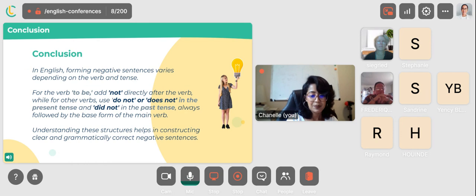So, conclusion. In English, forming negative sentences varies depending on the verb and the tense. For the verb to be, add not directly after the verb, while for other verbs, use do not or does not in the present tense and did not in the past tense, always followed by the base form of the main verb. Understanding these structures helps in constructing clear and grammatically correct negative sentences.